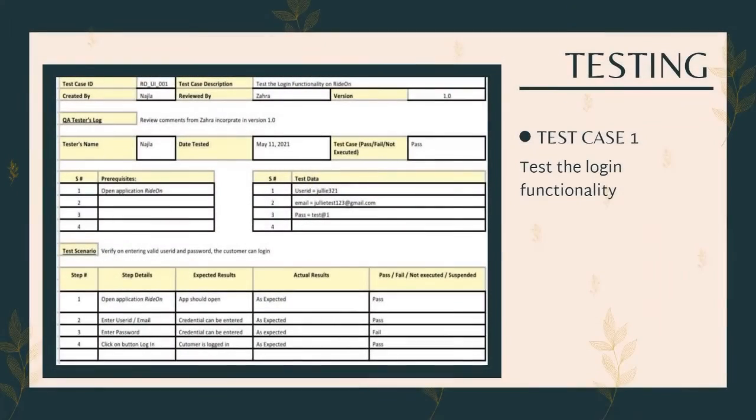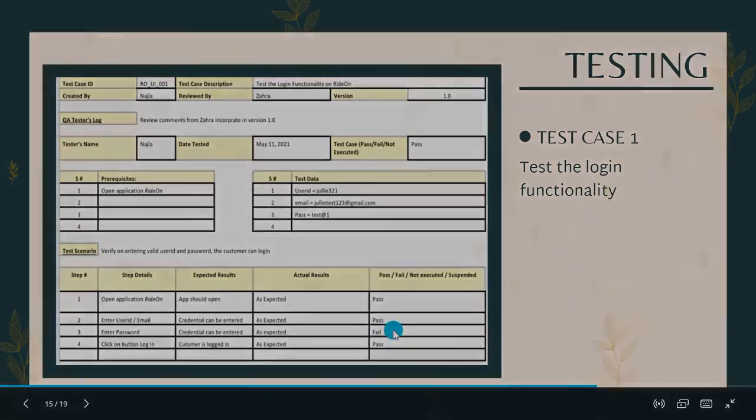Alright, now I will explain the testing part of our slides. This is our first test case, which is to test the login functionality on the RideOn application. The prerequisite is to open the application RideOn, and the test data is user ID, email, and the password. We have 4 steps here. The first is open application RideOn. Second is enter user ID or Gmail or email, then continue with entering the password, and the last one is click on the login button. For the results, overall it is as expected and passes, but the password test fails.